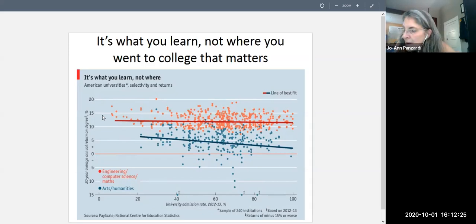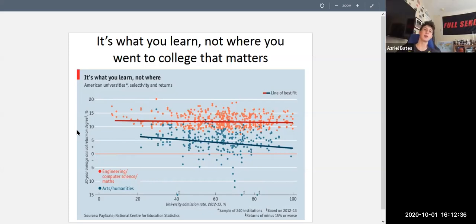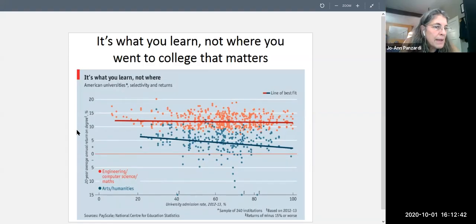And then how about Azriel? Tell me about the y-axis. What do you think that means? If they got their money back on the degree. Okay, so you could think of it in terms of money, or you could think of it in terms of success. We're looking at the 20-year average annual return on the degree.